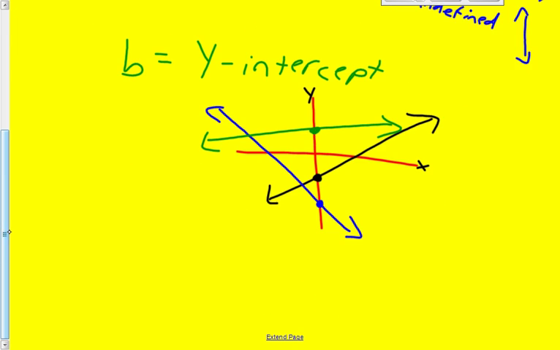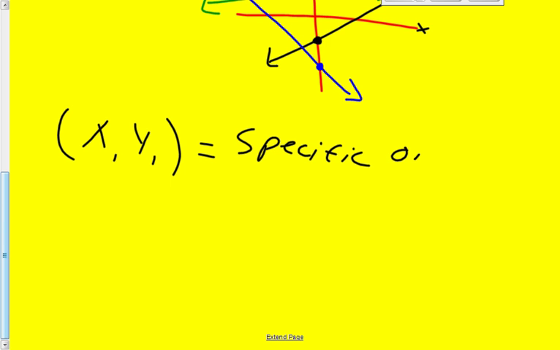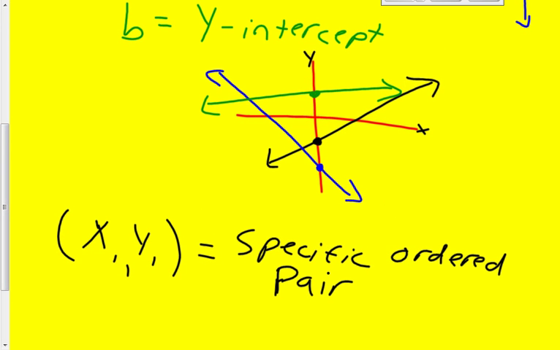What this is, class, is it's an ordered pair. So we're talking about x1 and y1. And not only is it an ordered pair, but it is a specific ordered pair. Class, make sure that you write this down in your notes. This is very important. I promise you, you're going to see it again. So x1 and y1, this is an ordered pair, and not only is it just any ordered pair, but it's a specific ordered pair, such as maybe this point right here.